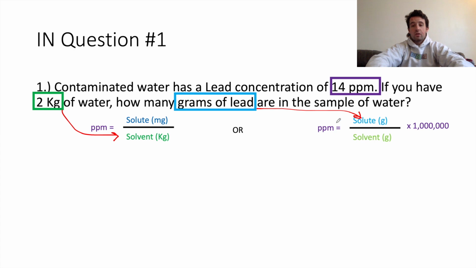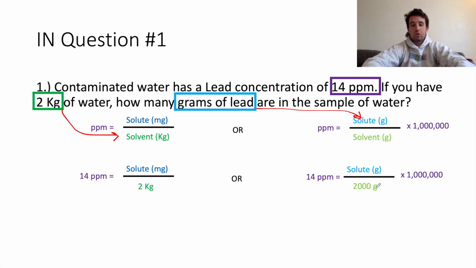So you'll notice that for one of these numbers, it'd be easier to use one equation, and for the other number, it'd be easier to use the other equation. So in this case, it's really up to you. What are you more comfortable with? Either way, you're doing at least one conversion. So I'm going to show you guys both ways. Here's how you start it off if you're doing milligrams and kilograms. On the left side here, you're going to plug in those numbers just like that. Or if you're doing grams over grams, 14, 2,000, and then times 1 million.